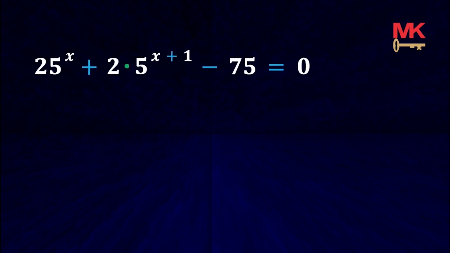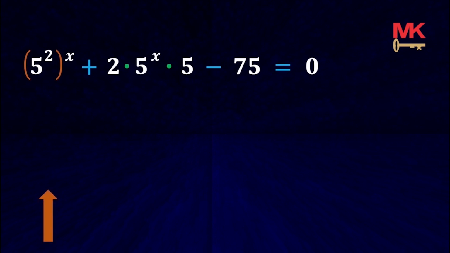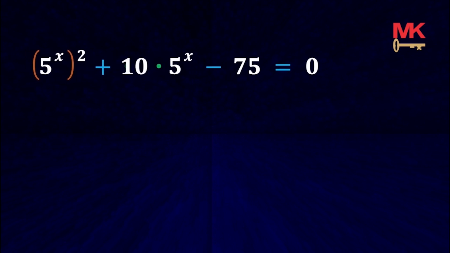25 is a perfect square, so we express it as 5 to the second power, or 5 squared. From the law of multiplication, we can rewrite 2 times 5 exponent x plus 1 as 2 times 5 exponent x times 5 to the first power, or just 5. It is beginning to appear that 5 exponent x can also be found in the first term by swapping the positions of exponents 2 and x, according to the law of power. Rearranging the middle term, 2 times 5 gives us 10.